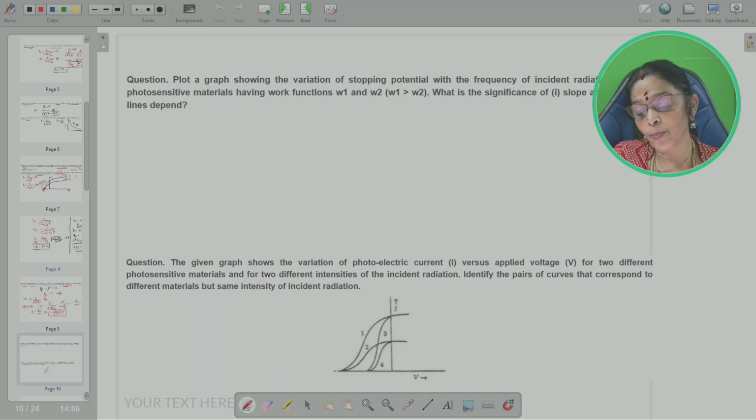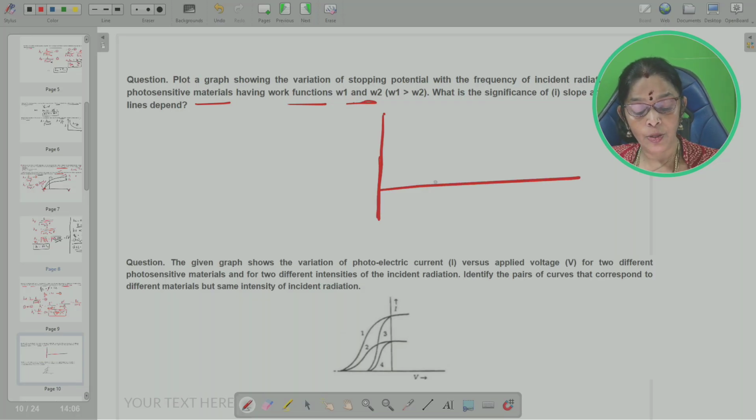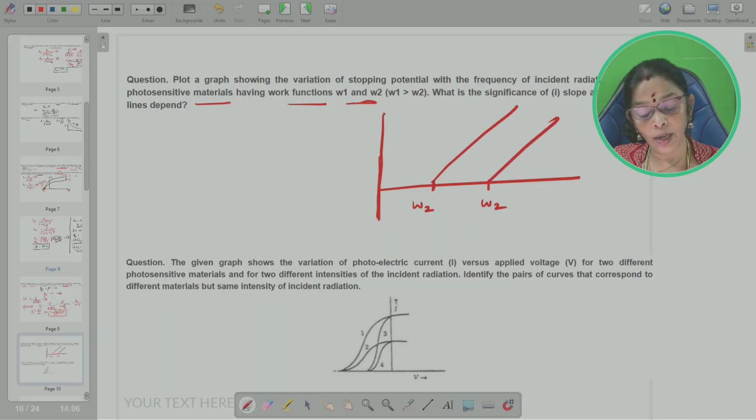This is very simple. Plot a graph showing the variation of stopping potential with the frequency of incident radiation for 2 different photosensitive materials having work functions W1 and W2. W1 is greater than W2. So, I should write W2 here and W1 here, because W1 is greater than W2. On the x axis we have frequency, and on the y axis stopping potential.